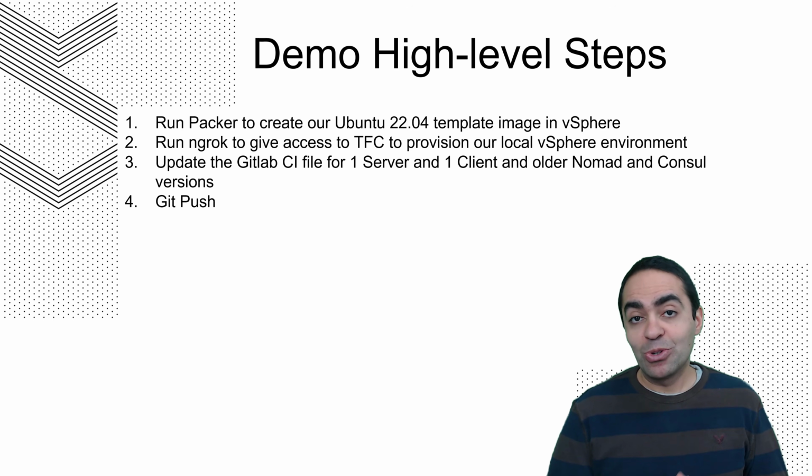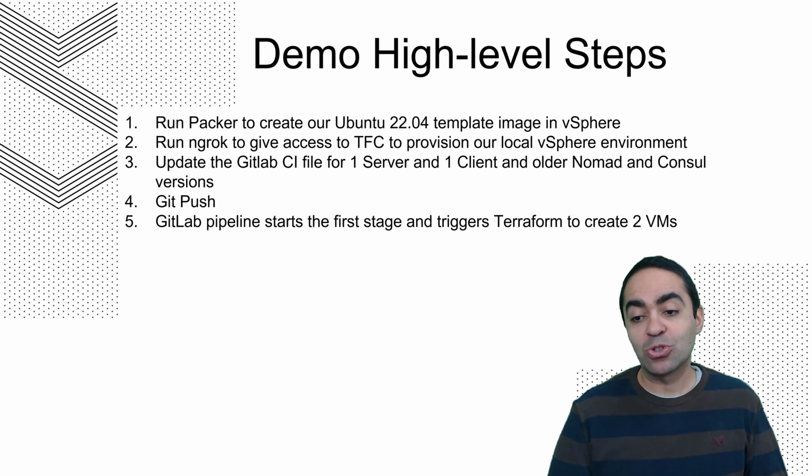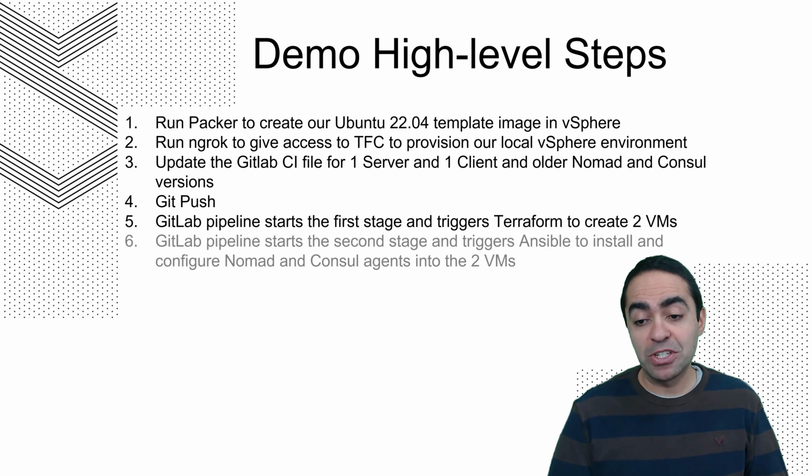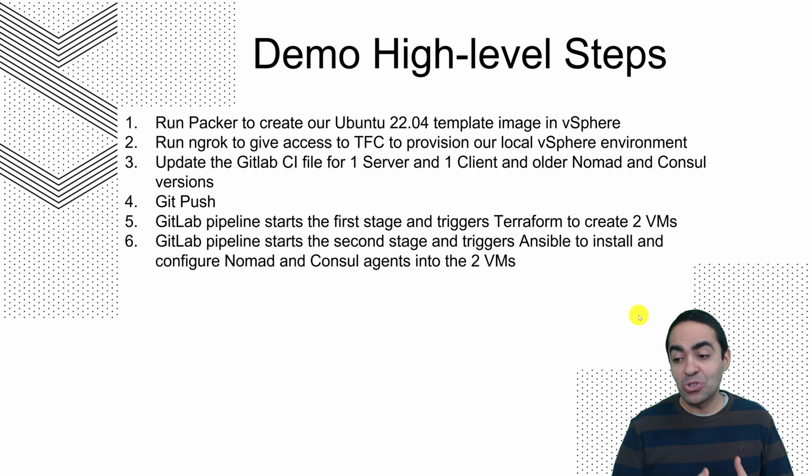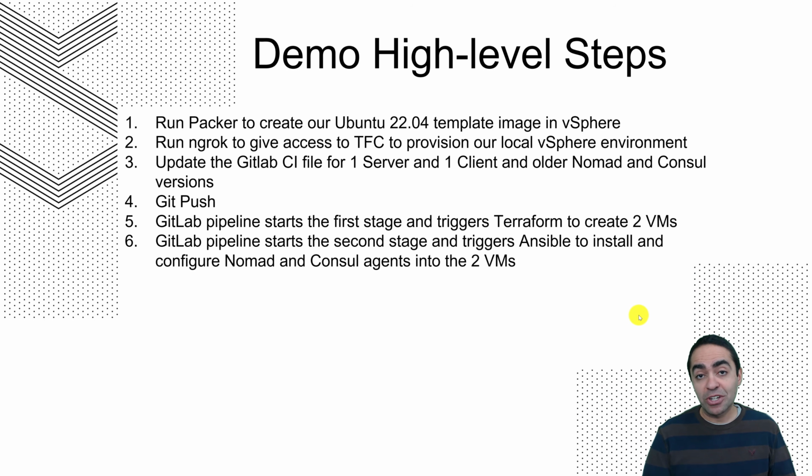And step 4, we're going to push the change into Git, and that will trigger the pipeline, the first stage, where Terraform is going to run and create the 2 VMs in vSphere. After that's done, GitLab will start the second stage of the pipeline, which will run Ansible, and Ansible is going to go ahead and install and configure both Nomad and Consul agents into the 2 VMs that we just provisioned.